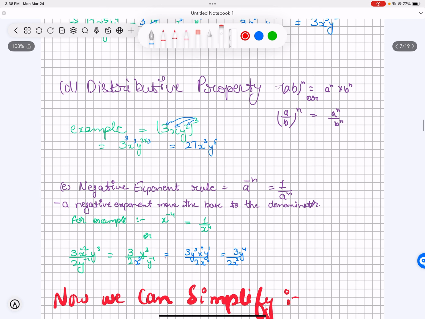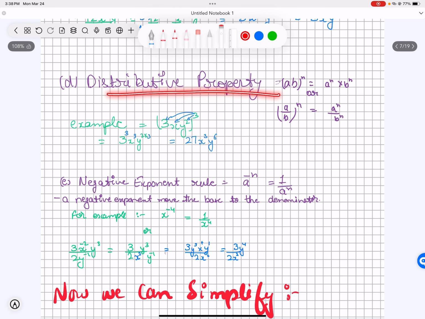And then next we have the distributive property rule. The distributive property rule is when we have a number outside a bracket with terms inside, and then we separate them and we solve them together.